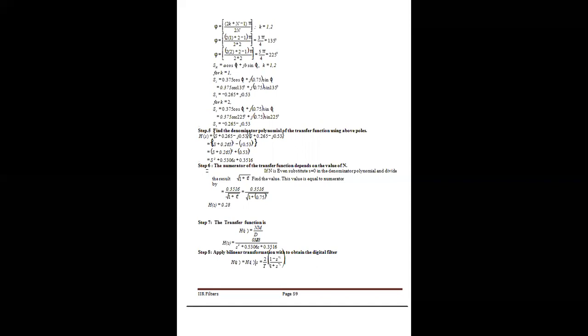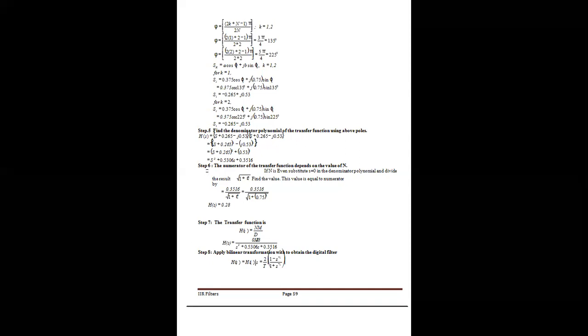Then after that, we have to find out the denominator. So the denominator is nothing but S1 into S2. So multiply the factors. Since it is a complex factor, we'll be using (a minus jb)(a plus jb), which gives a squared plus b squared. So by replacing, we'll be getting (s plus 0.265) the whole square plus 0.53 the whole square. Then simplify the expression, and we'll be getting the final answer: s squared plus 0.53066 s plus 0.35166. That is the denominator polynomial.